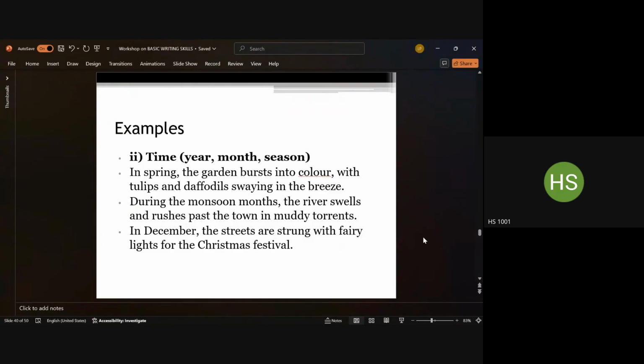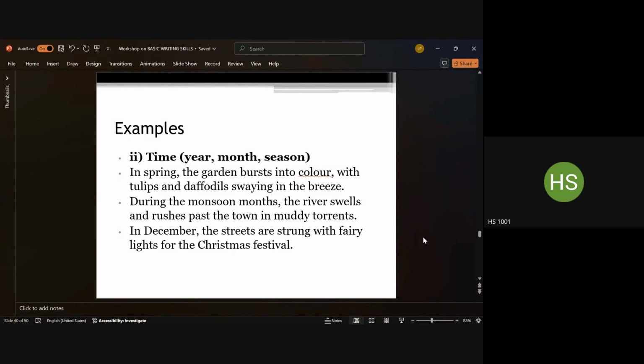Then time. In spring, that I think is understood, right? Year, month, season. In spring, the garden bursts into color with tulips and daffodils swaying in the breeze. During the monsoon months, the river swells and rushes past the town in muddy torrents. In December, right? So the first one is an example of a season. The second one again is season, but mostly the monsoon months are the reference. And the last one is the time of the year with reference to month.